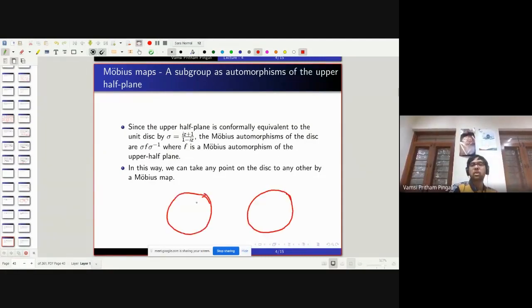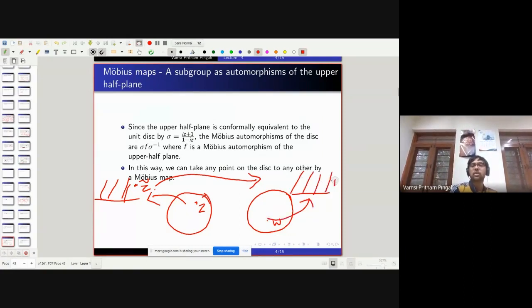So if you take any point on the disk, and if you want to map it to some other point, all you can do is first of all, map this to the upper half plane. This will go somewhere, right, to some z tilde. Map this also to the upper half plane. This will go to some other point w tilde. And there is a Mobius map taking this to this. There's a Mobius map taking this to this, right? So you can take the inverse of this. So you go from here to here, here to here, and then here to here. The composition of these three maps is a Mobius map that takes this to this. Okay? So you can take any point inside the unit disk to any other point by means of a Mobius map. The Mobius maps are very powerful. There are so many Mobius maps that you can accomplish this task. Okay?